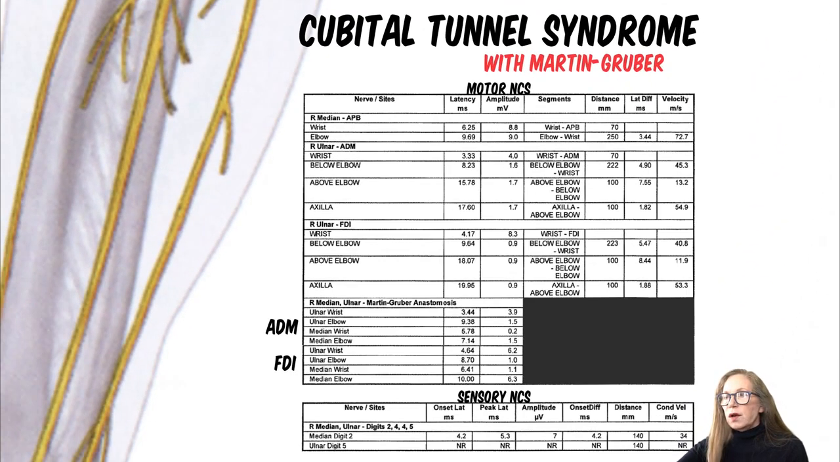Now, here's another one where the ulnar nerve is miserable. They've lost the ulnar nerve function and they still have a good amplitude. How can that be? So we'll look over here. This is localizing to the elbow, but when we look at the amplitudes for the ADM and the FDI, it's terrible. It's 0.8, 0.8, 0.8, 8.3 for the FDI.